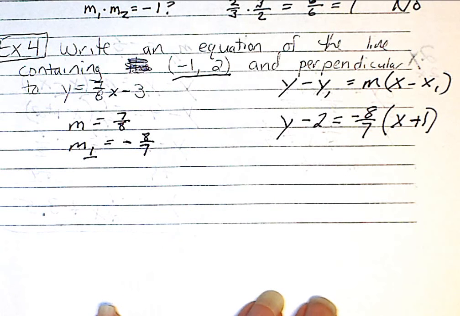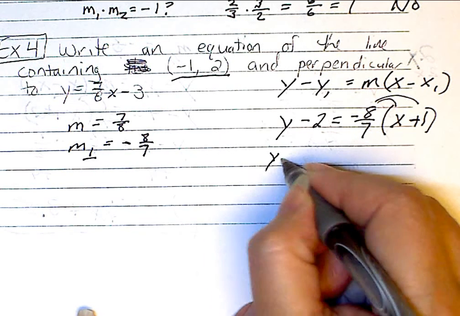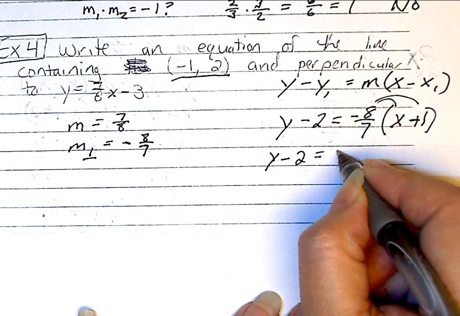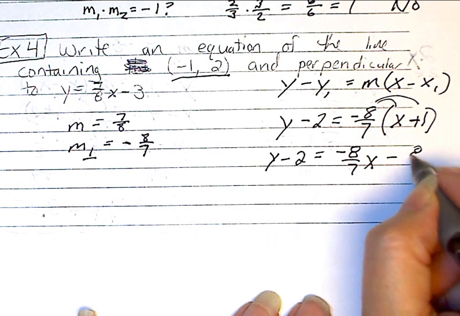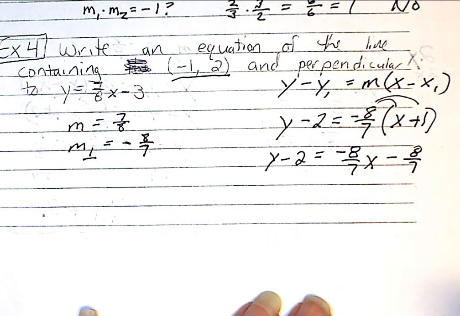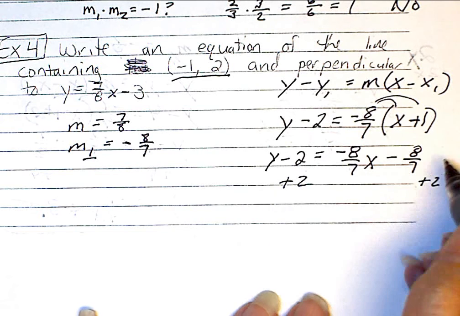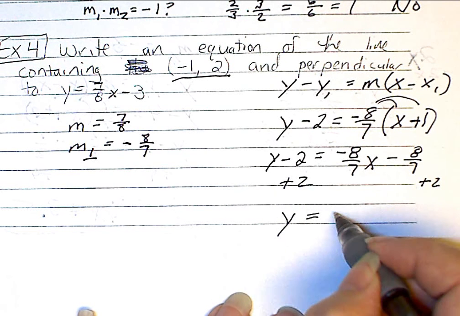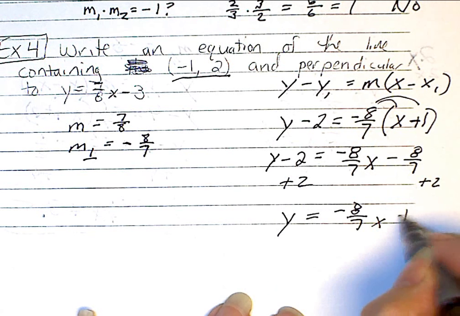All right. Now we distribute and combine like terms. So I have y minus 2 is equal to -8/7 x minus 8/7. And last, I add 2 to both sides. So y is equal to negative 8/7 x plus 6/7.